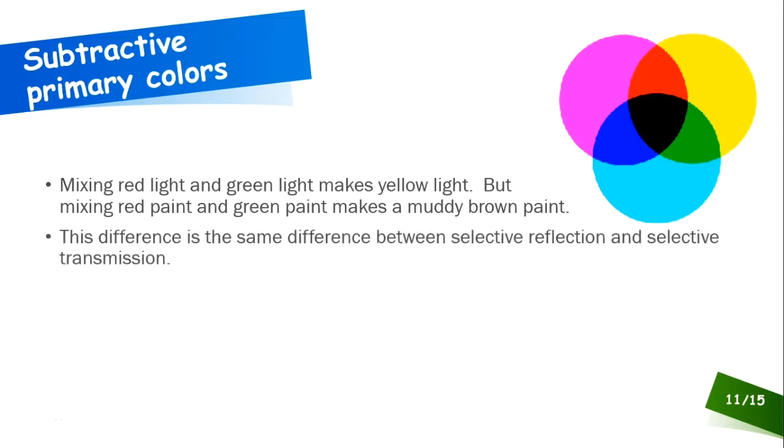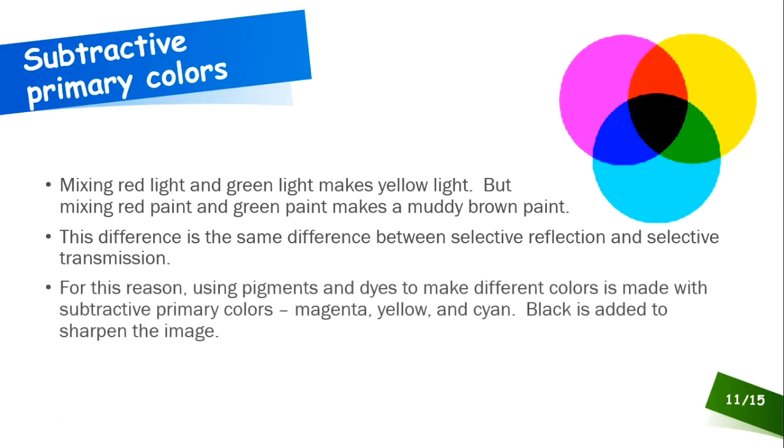So the difference between the additive and subtractive primary colors is the same difference that we see between selective reflection and selective transmission. Okay? And so it's because of this reason that we use pigments and dyes to make different colors with subtractive primary colors, magenta, yellow, and cyan. So notice how everything got flipped on my color wheel here. What was a complementary color before is now a primary color, and what was a primary color before is now a complementary color.